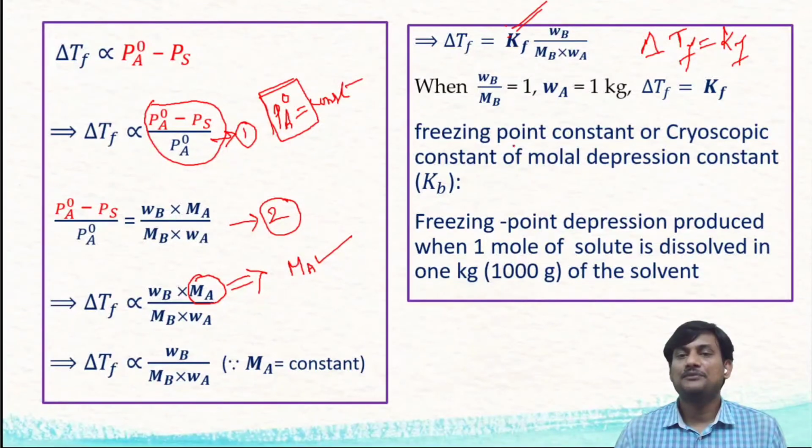Here, Kf is the freezing point constant or cryoscopic constant or molar depression constant. It can be defined as the freezing point depression produced when 1 mole of solute is dissolved in 1 kg solvent.